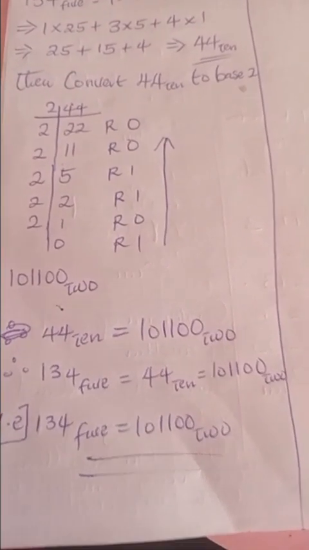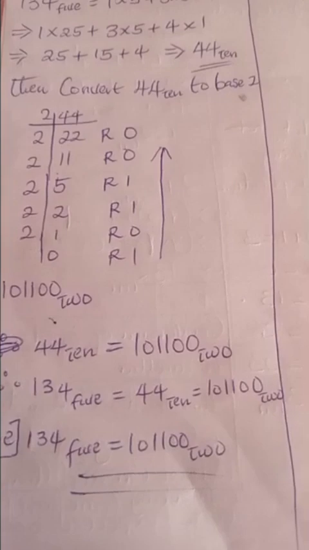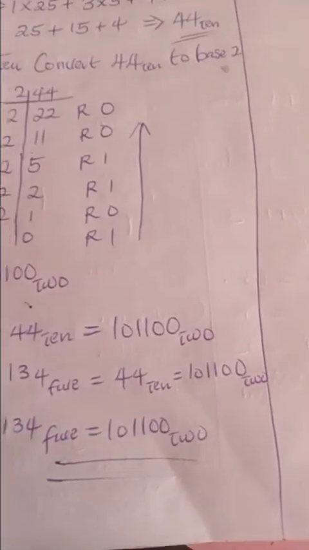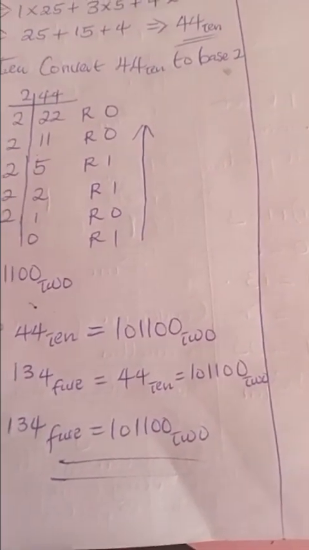So 134 base 5 can be converted to base 2 as 1011000 base 2. This is it.